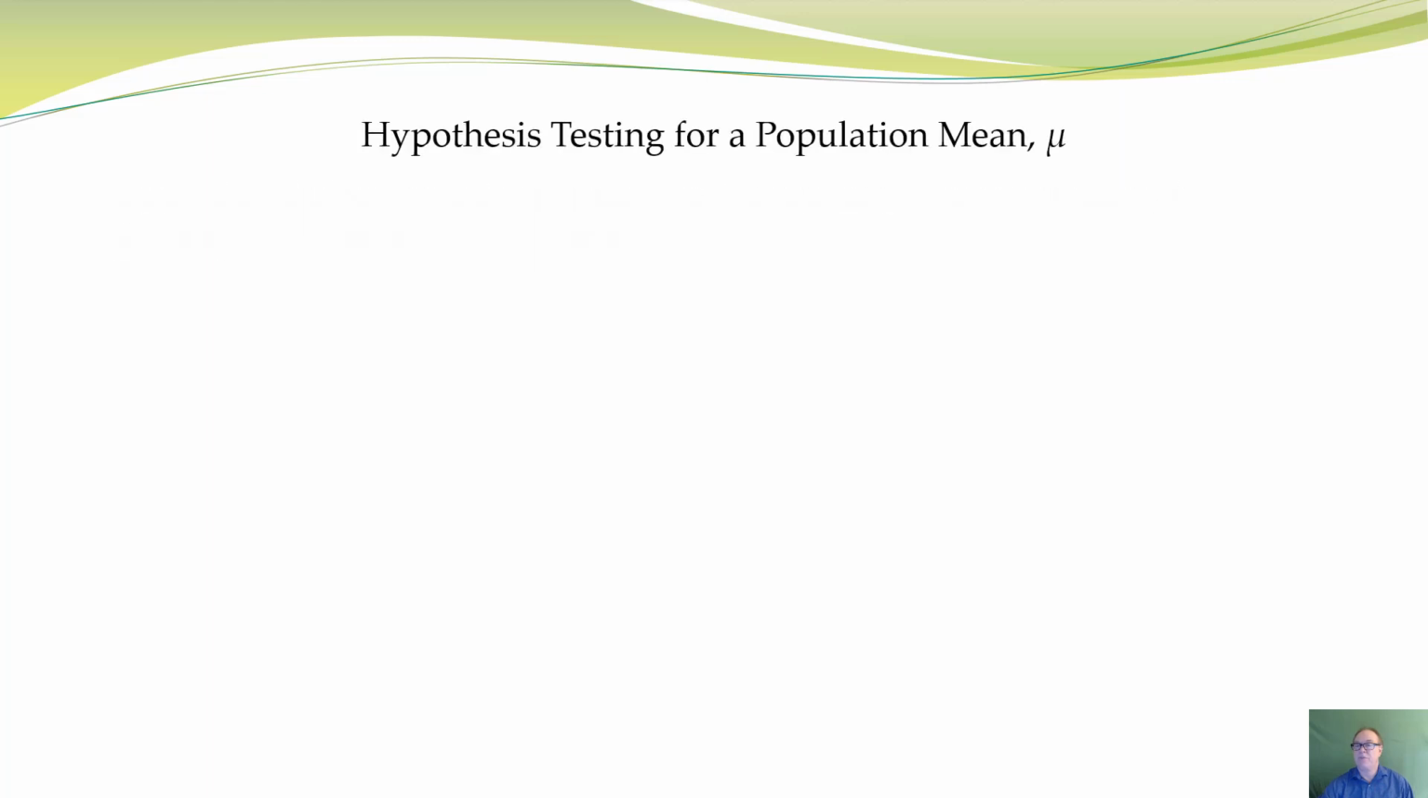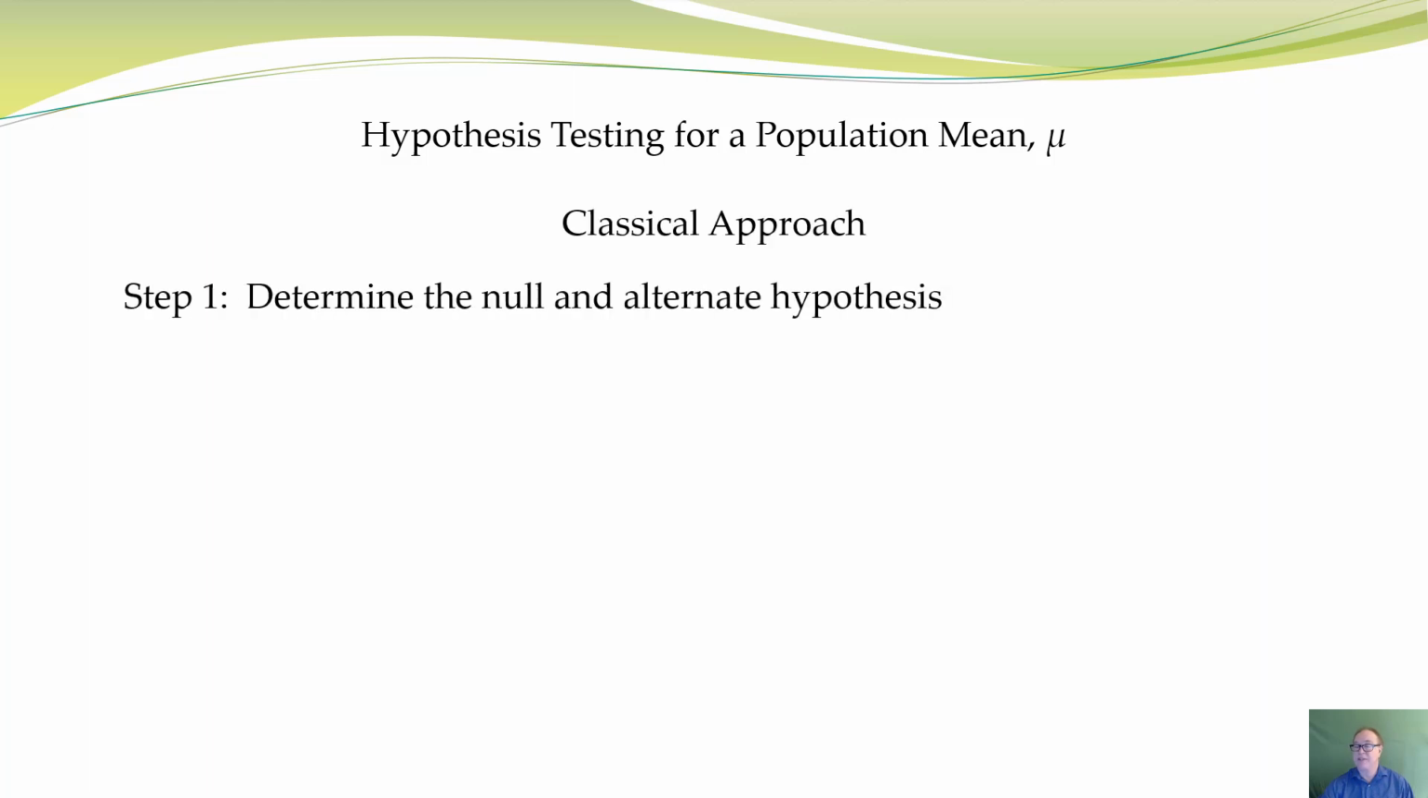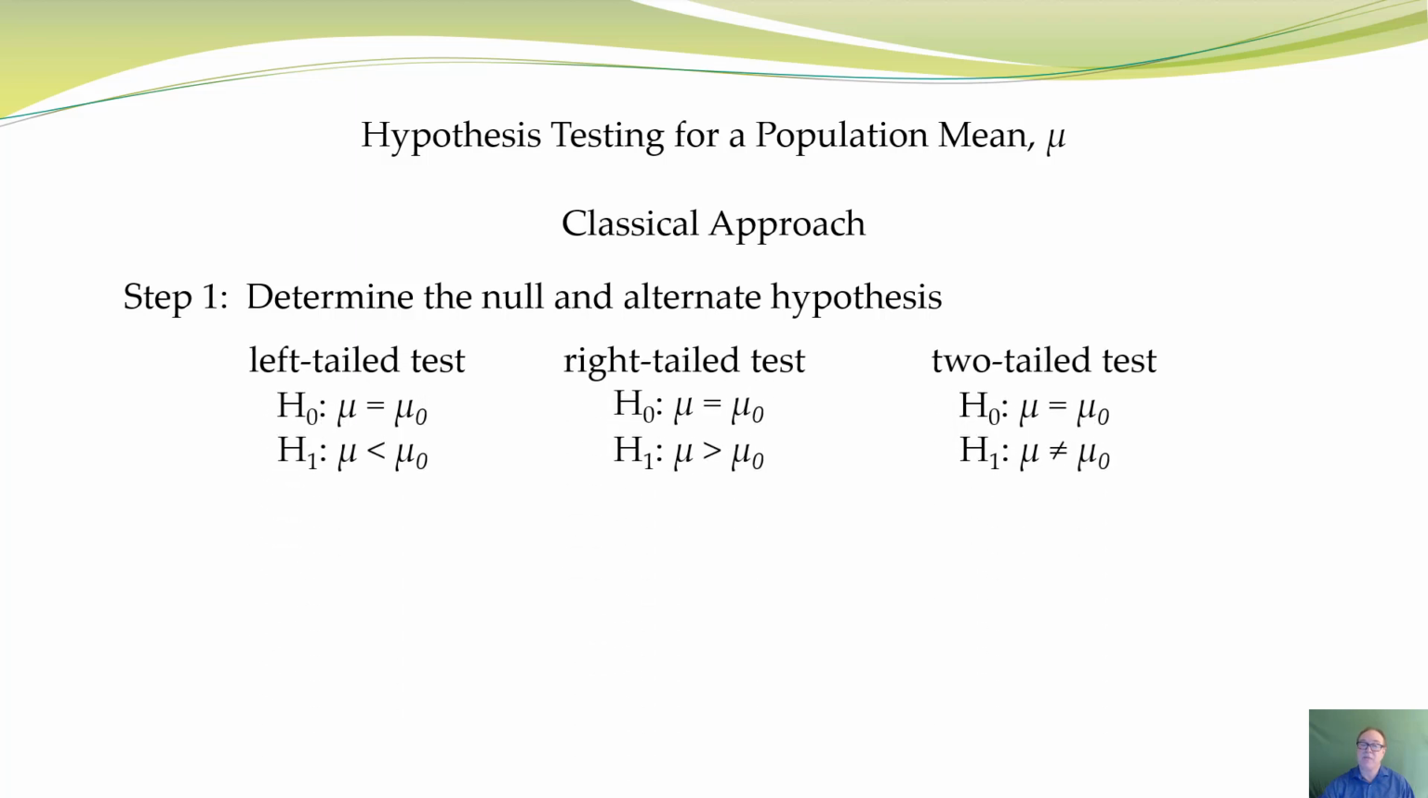Hypothesis testing for the population mean mu. If we use the classical approach, this is going to be very similar to what we did when we were testing for the population proportion. You're going to determine a null and alternate hypothesis, but this time we're going to use mu instead of p. So the null hypothesis will be mu equals some value mu naught. And then if it's left-tailed, we're going to use less than, right-tailed greater than, two-tailed not equal to. But this time we're going to be dealing with the mean, not the proportion.